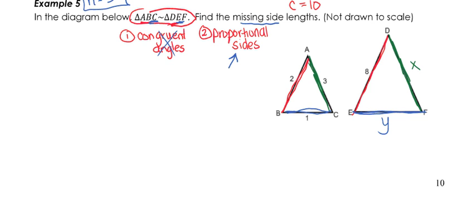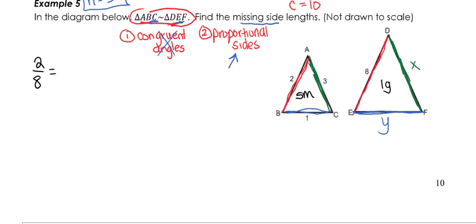I am once again going to do small over large, so I'm going to compare the red sides, 2 is to 8. And then it doesn't matter which pair you find next. I'm going to find the green ones, so equals 3 over x. And when I cross multiply, 2 times x is equal to 8 times 3, or 2x is equal to 24, and x is equal to 12.